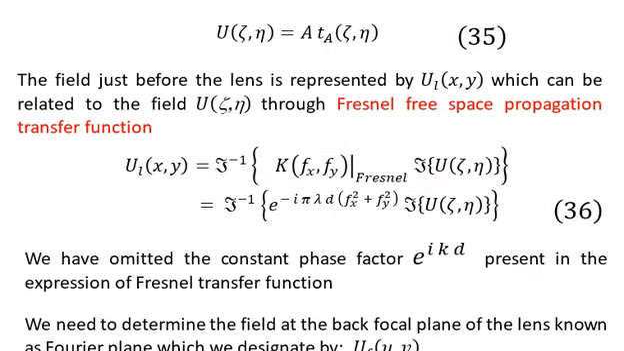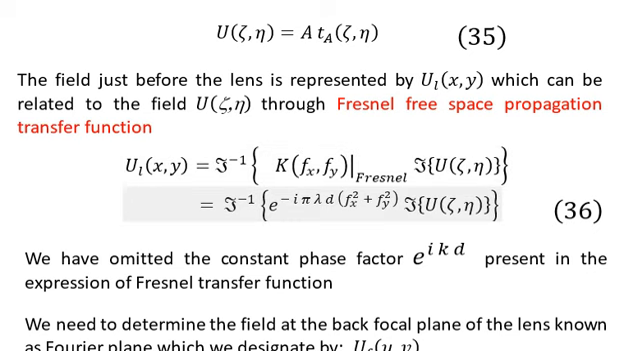So you know that the relationship between these two fields is given by, that is, UL of x comma y is equal to the inverse Fourier transform of the product of two functions. One is the Fresnel free space transfer function, which we have represented as capital K as a function of fx comma fy, and the other one is the Fourier transform of the field just after the object, which is U of zeta and eta. So this transfer function will make this field U of zeta and eta propagate by a distance small d.